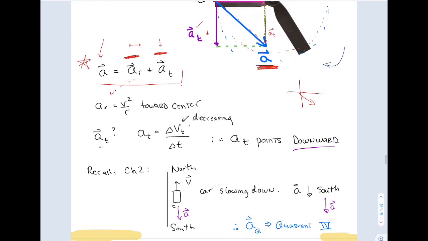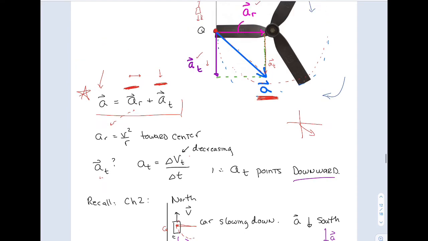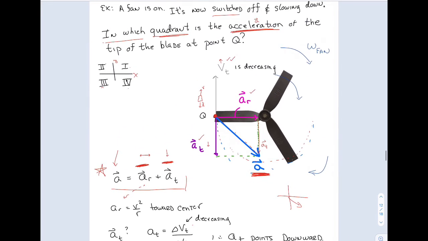So I just tried to make the analogy for this tip. I drew a better picture. Here, this is like the tip of the fan blade. There's the tip Q. Looks just like the car headed up. Fan blade is going slower. Looks like the car is putting on its brakes, so acceleration would point downward.